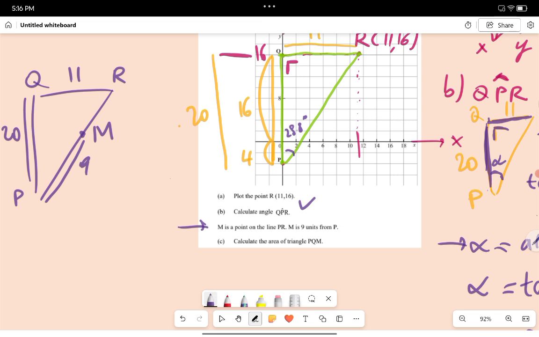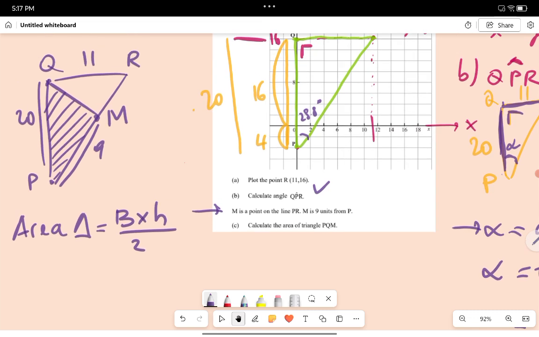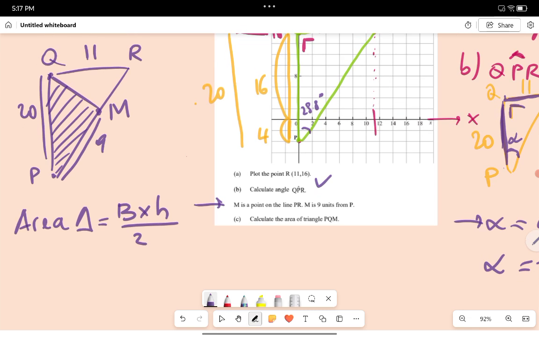So P, Q, and M up here. We're interested in this area. So how are we going to do that? Well, remember that if we want the area of a triangle, we do the base times the height divided by 2, right? But we don't know this distance. We only know this and this.